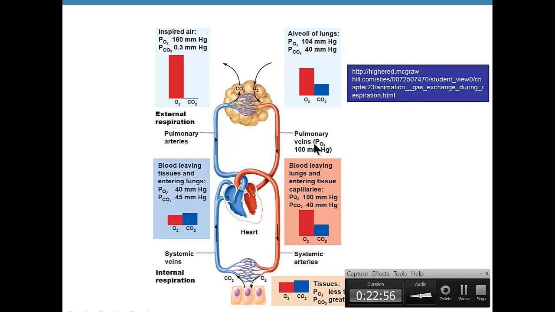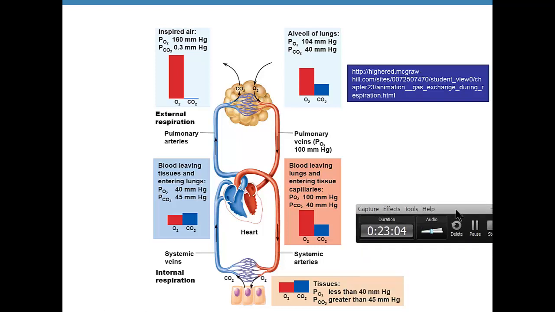This is from your textbook, definitely. Yep. So we see highest O2 in the alveoli. We see lowest O2 where? In the tissue cells. Always less than 40 millimeters of mercury. So it's lowest in the tissue cells, highest in the alveoli. Guaranteed that's going to be on the test.